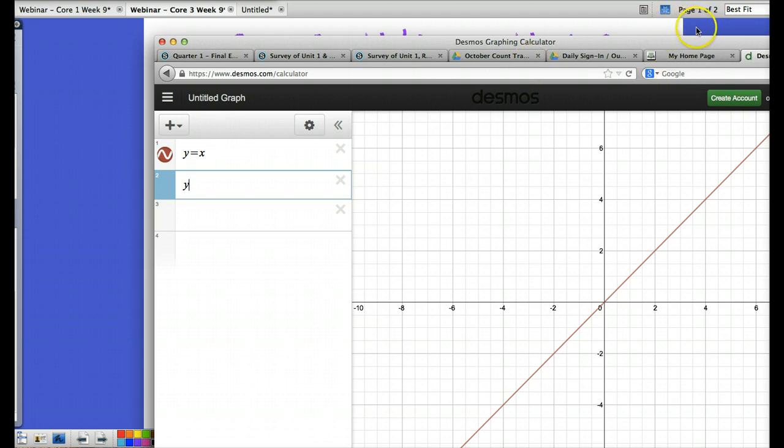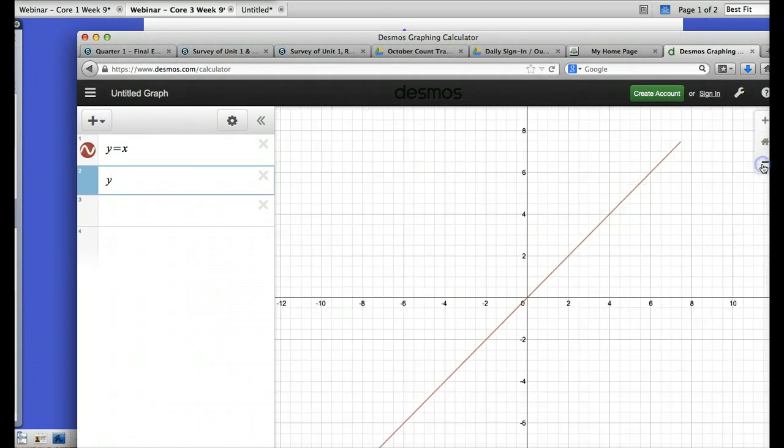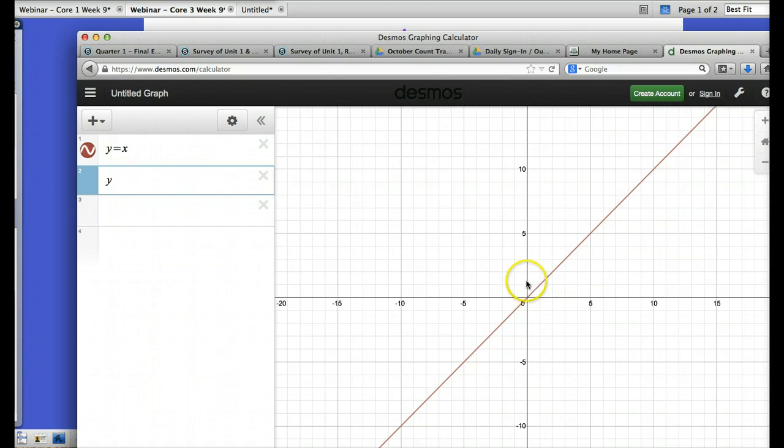If I change the steepness, I'm going to move this over a little bit so that we can get our scale a little bit better. So each one of those grids is 1, right? So up 1, over 1, up 1, over 1. All right, I'm going to change it to y equals 5x. Look at how much steeper that is.